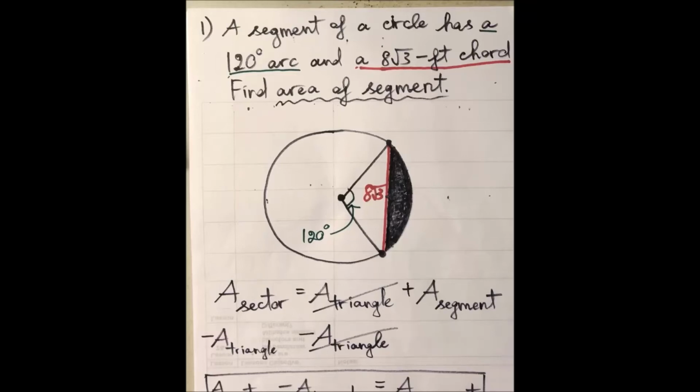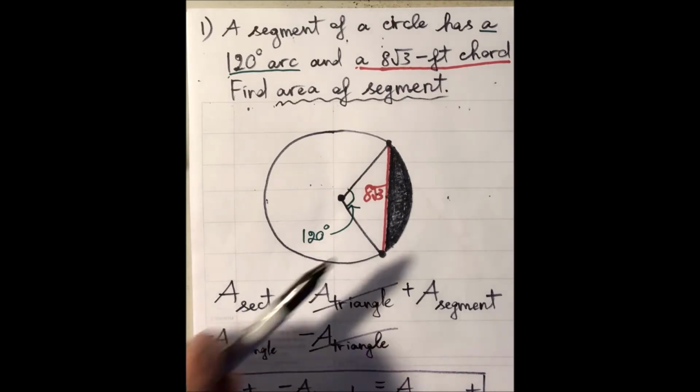This is example 1 of finding the area of a segment. Now we are given a segment of a circle that has a 120 degree arc and a chord of 8 times square root of 3 feet. And we are supposed to find the area of the segment shaded in black here.